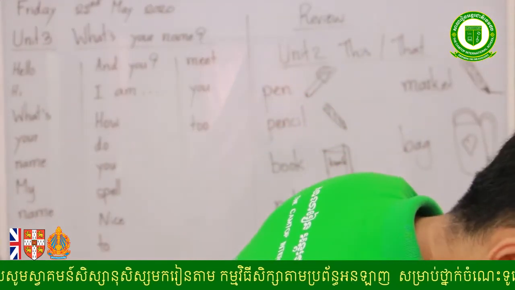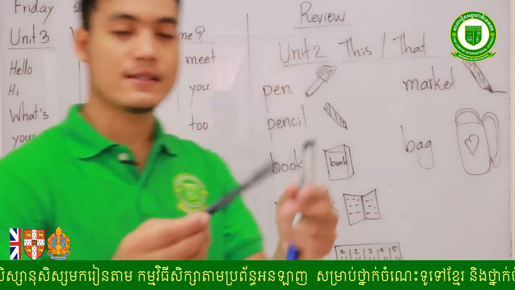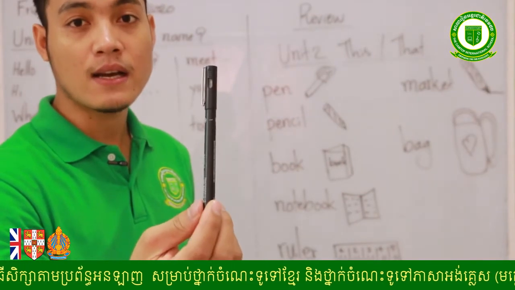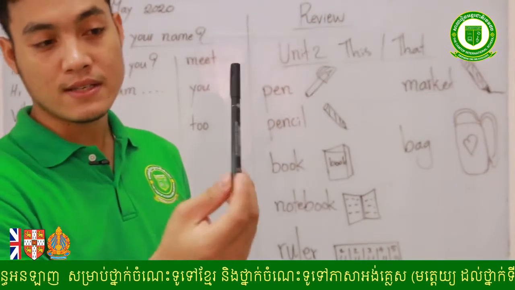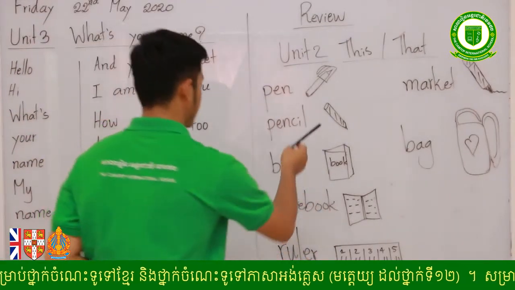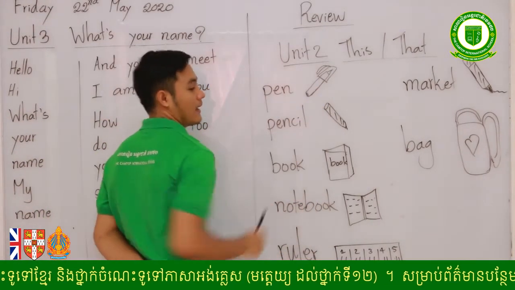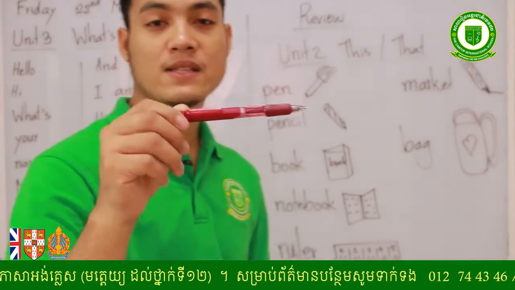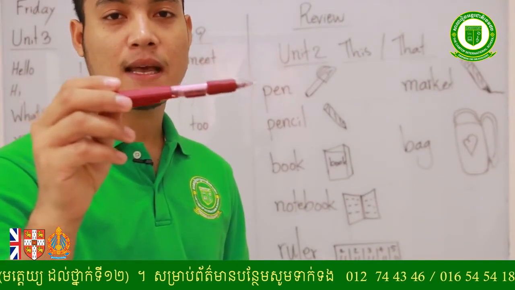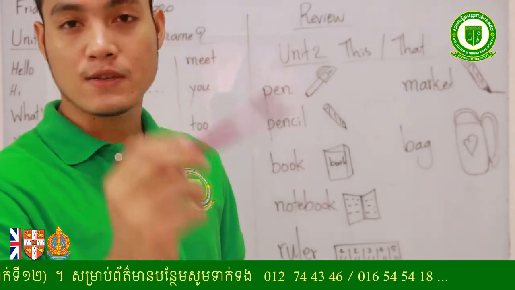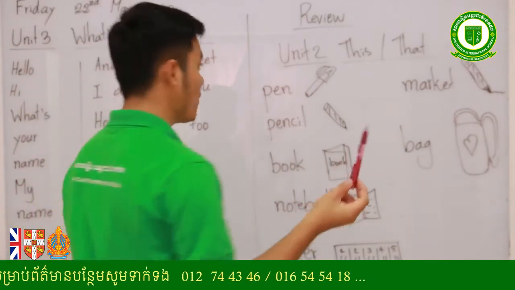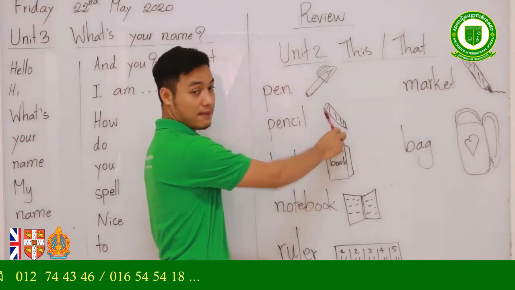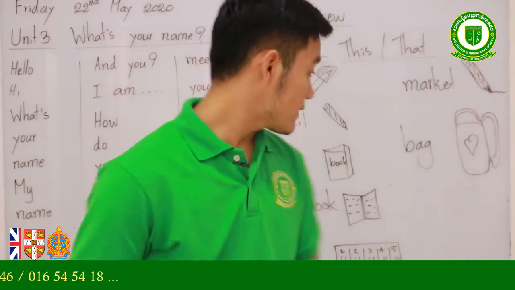The first one: look at this. What's this? It's a pen, right? So this is a pen. The next one that you already learned is pencil. Everyone read this. Pencil, right? So what's this? It's a pencil. Good.